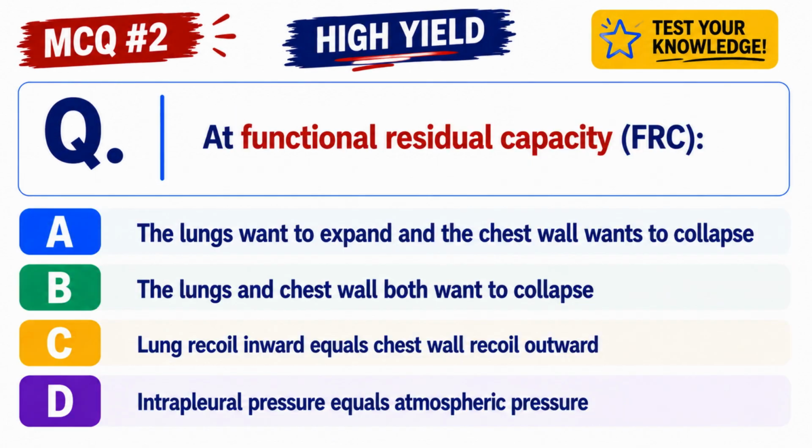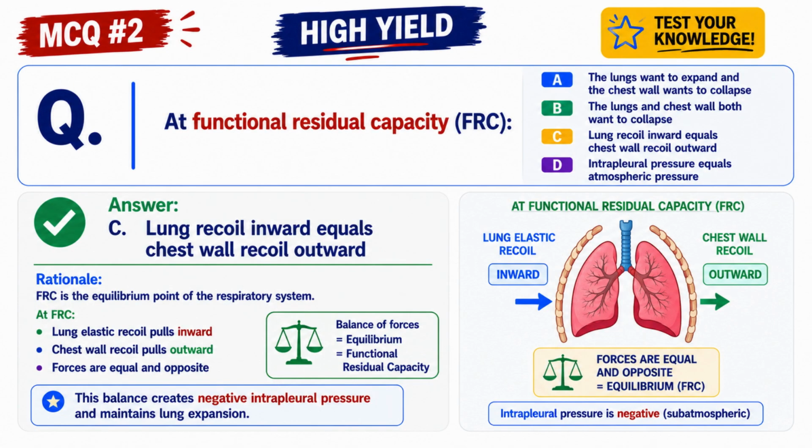Question 2. At functional residual capacity: A. The lungs want to expand and the chest wall wants to collapse. B. The lungs and chest wall both want to collapse. C. Lung recoil inward equals chest wall recoil outward. D. Intrapleural pressure equals atmospheric pressure. The answer is C. Lung recoil inward equals chest wall recoil outward.